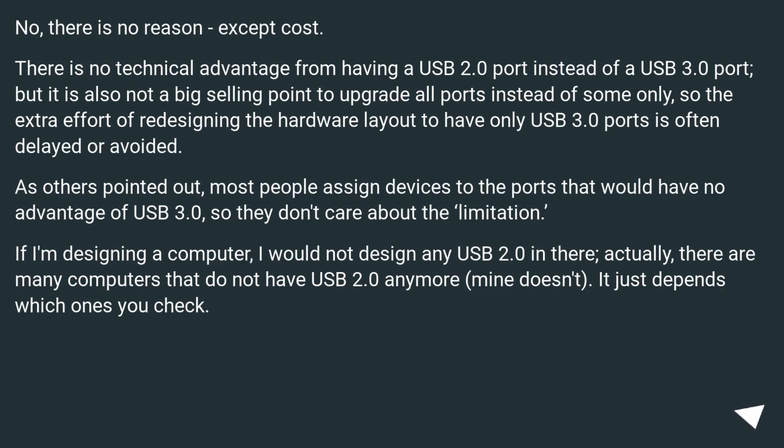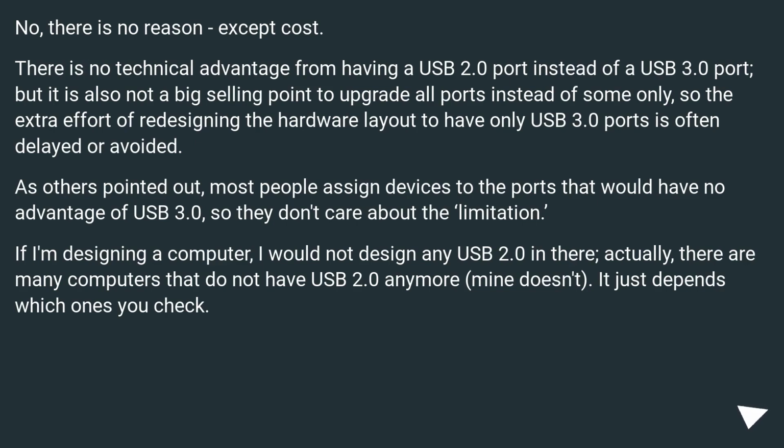No, there is no reason, except cost. There is no technical advantage from having a USB 2.0 port instead of a USB 3.0 port, but it is also not a big selling point to upgrade all ports instead of some only, so the extra effort of redesigning the hardware layout to have only USB 3.0 ports is often delayed or avoided. As others pointed out, most people assign devices to the ports that would have no advantage of USB 3.0, so they don't care about the limitation.